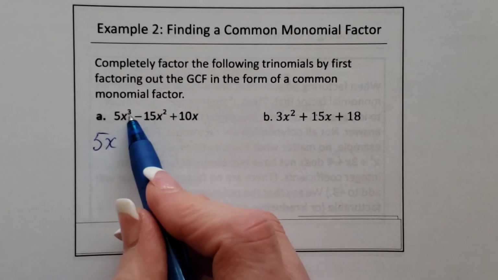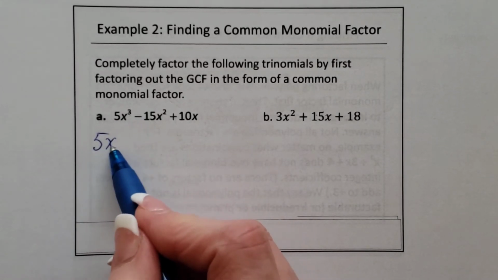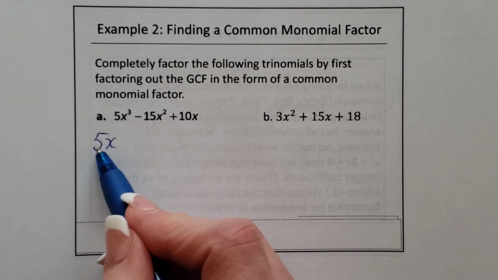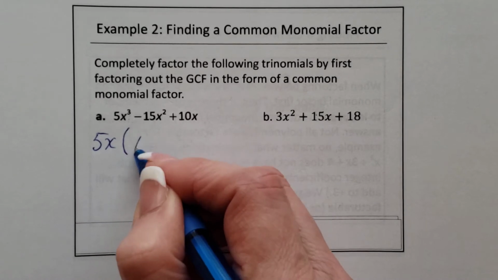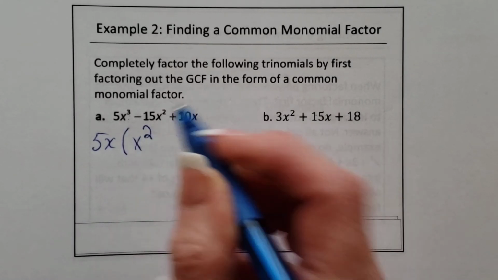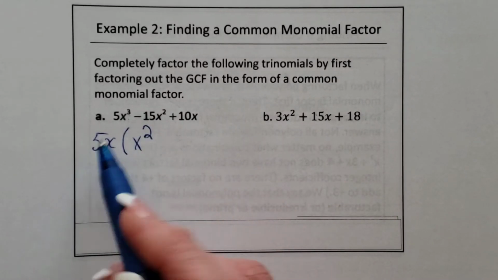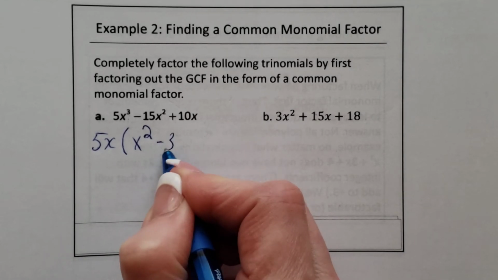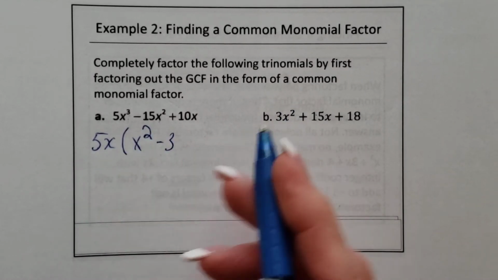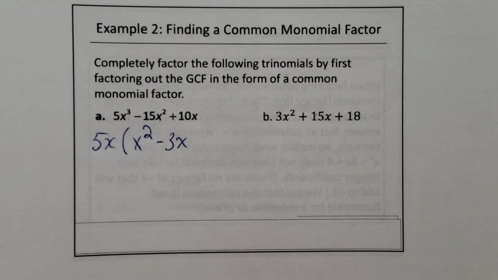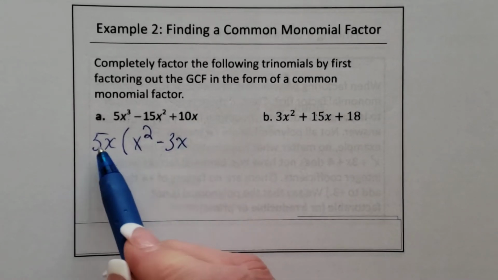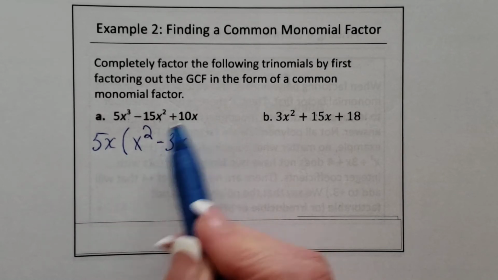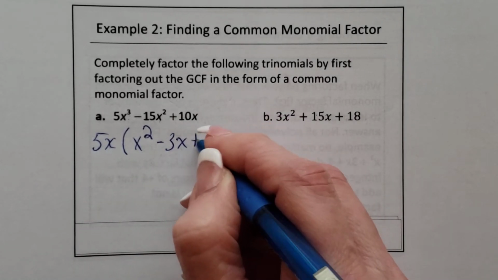So 5x to the third divided by 5x. If I pull out a 5, 5 divided by 5 is 1. I had 3 x's, I pull out 1. That means there's 2 x's left. Negative 15 divided by 5 is negative 3. I had 2 x's, I pulled out 1, so I have 1 left. And then here I have 10x divided by 5x. Well, 10x divided by 5x is positive 2.